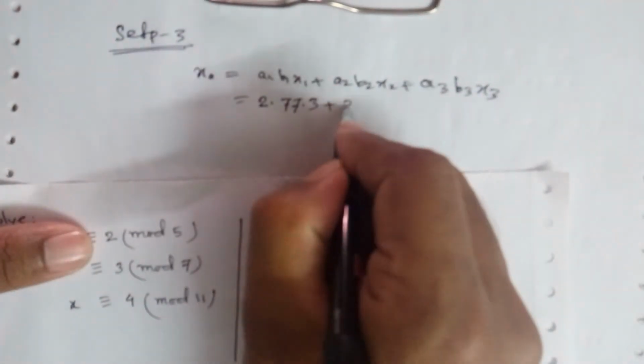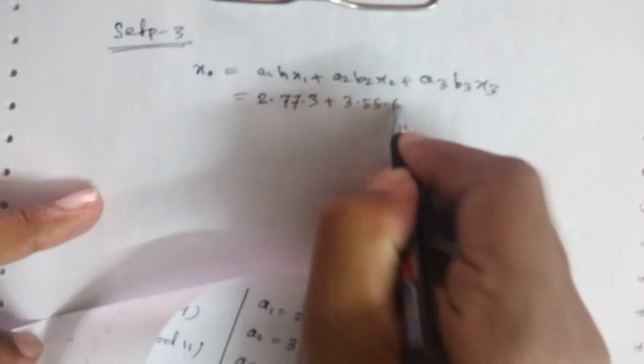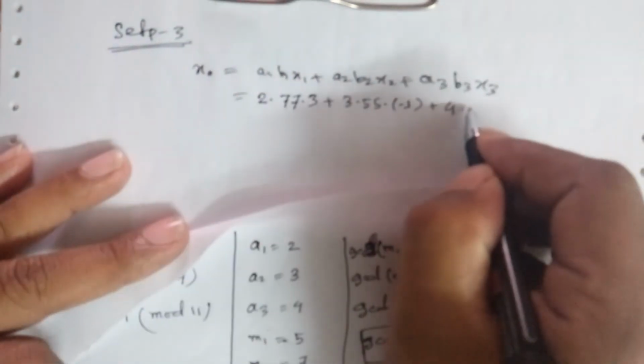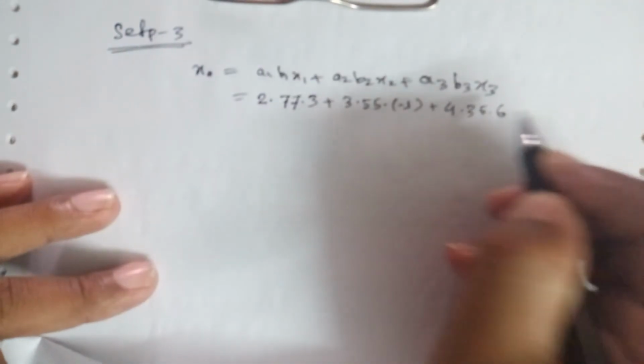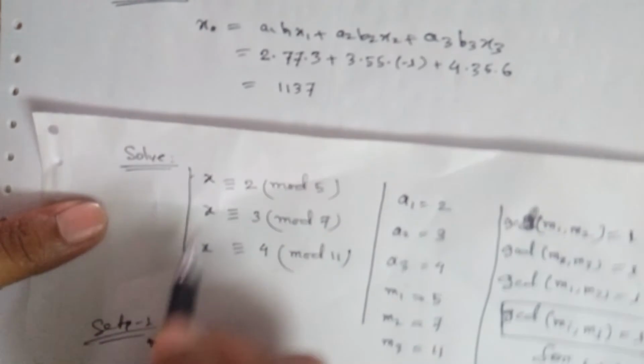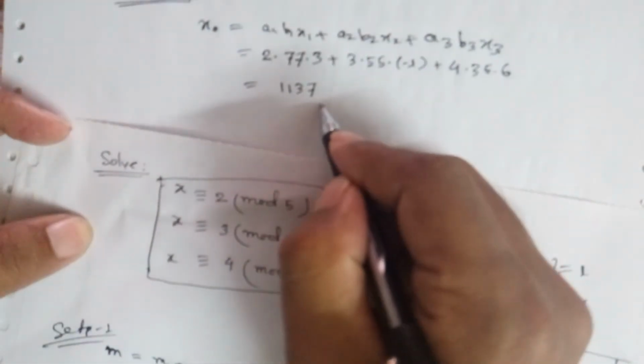a2 is 3, b2 is 55, x2 is minus 1, a3 is 4, b3 is 35, x3 is 6. Now calculate, we get the value 1137. So this x0 is a common solution of the system of linear congruences. This is the common solution.